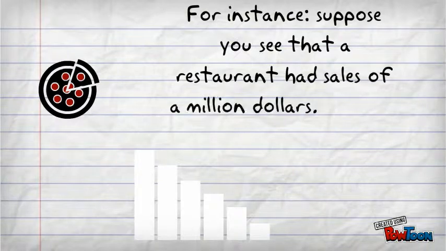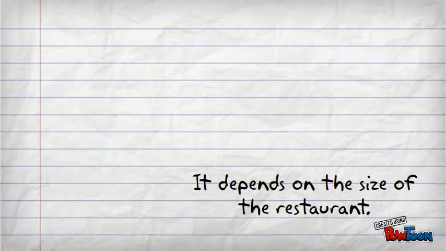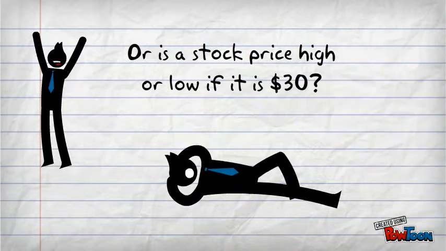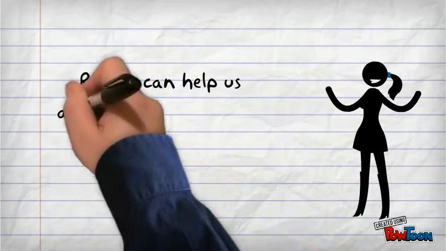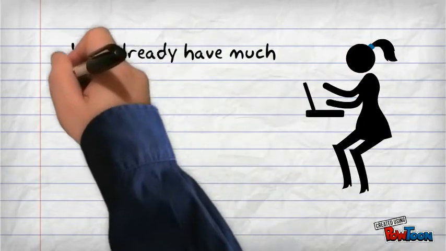They also provide context, which ratios provide much better than single numbers. For example, suppose you see a restaurant had sales of $1 million. Is that a lot or a little? Well, it depends on the size of the restaurant. That's something ratios can help us with. Ratios provide the necessary context to understand what a single number means. Similarly, if a stock price is $30, is that high or low? Again, we can judge that by looking at the PE ratio or the market-to-book ratio. Ratios help us by providing context in a great many ways.